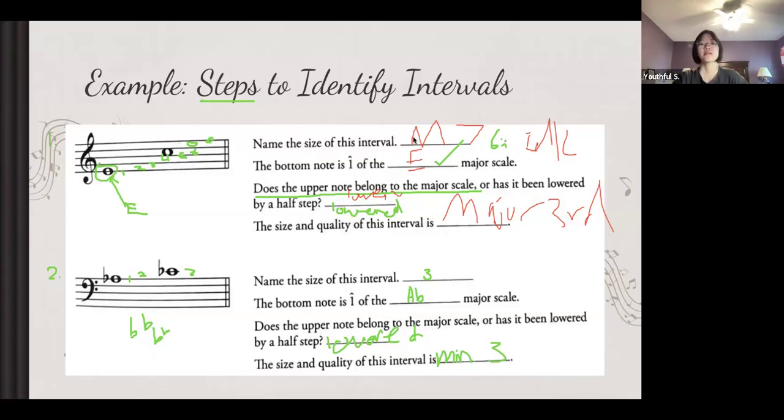So this one is a 6, and then C doesn't belong to E major scale, so that means this interval is minor 6.